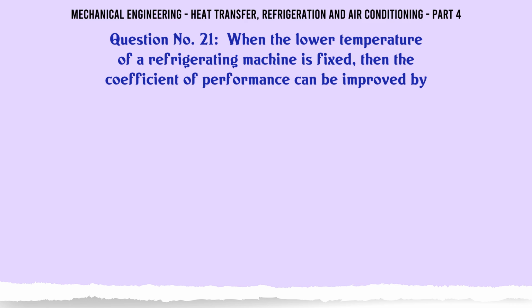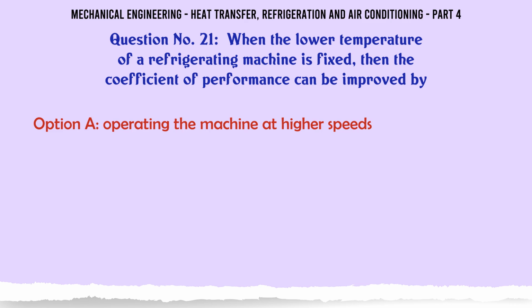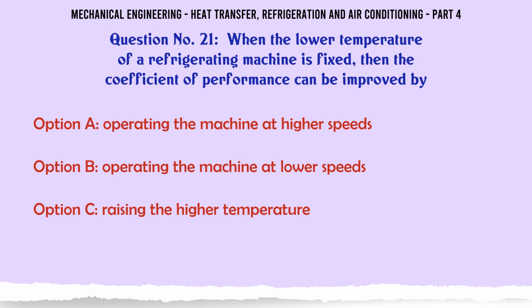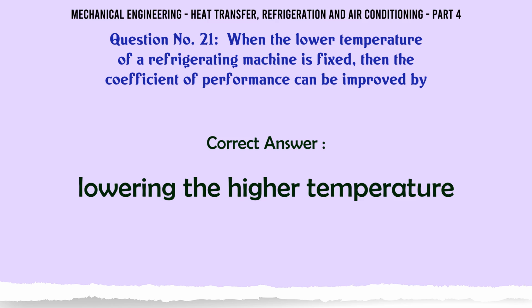When the lower temperature of a refrigerating machine is fixed, then the coefficient of performance can be improved by A. Operating the machine at higher speeds. B. Operating the machine at lower speeds. C. Raising the higher temperature. D. Lowering the higher temperature. The correct answer is lowering the higher temperature.